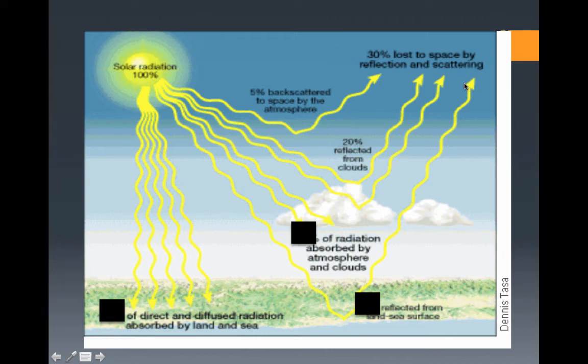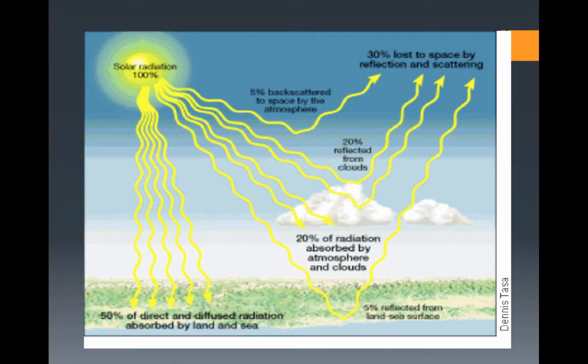% of our solar radiation is going to be reflected from the clouds. Again, water vapor and other gases reflect that light off the clouds. 20% is absorbed by the clouds. 5% of our solar energy is reflected off the surface of land or sea. And 50% of our solar radiation is actually absorbed by Earth.